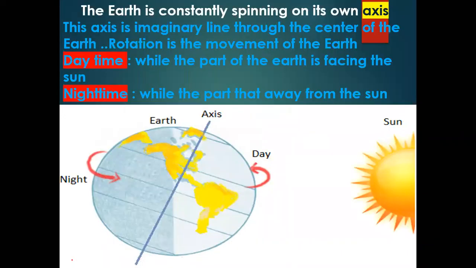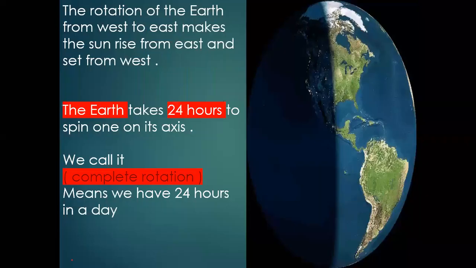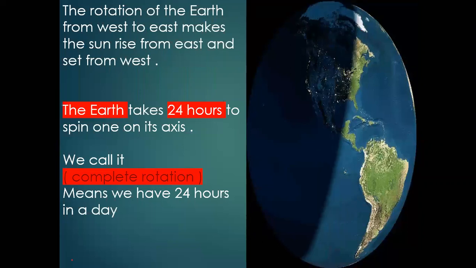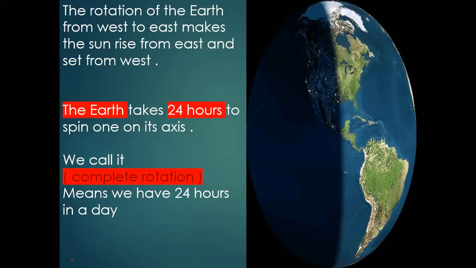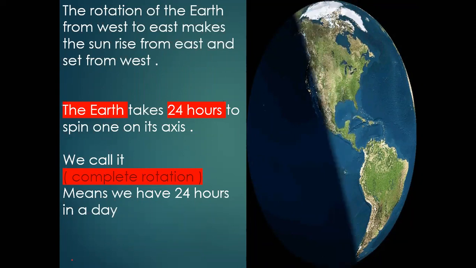The earth is constantly spinning on its own axis. Daytime is while the part of the earth is facing the sun, nighttime is while the part is away from the sun. We have 24 hours because the earth takes 24 hours to spin once on its axis. We call it complete rotation, meaning we have 24 hours in a day.